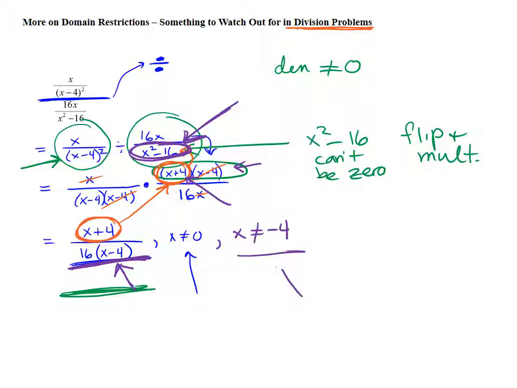So this is an extra domain restriction that comes from the fact that x squared minus 16 was originally in the denominator, and all denominators cannot be 0. That is a thing that we need to always pay attention to with these types of problems. So extra domain restrictions can come up in division problems. Let's look at one more example to kind of clarify that. So here's one more example where we have a rational expression dividing another rational expression.